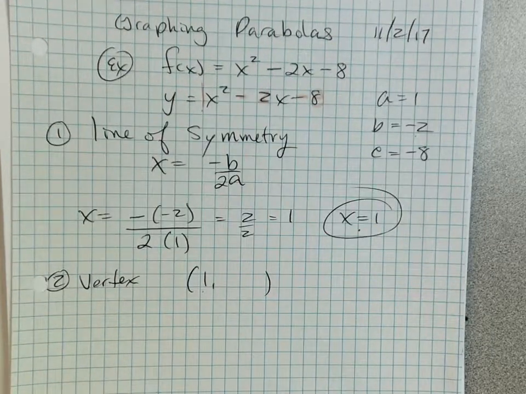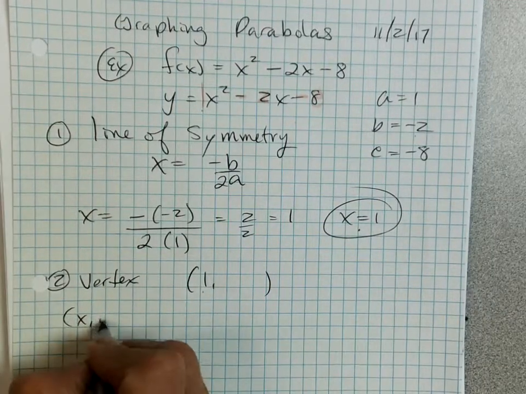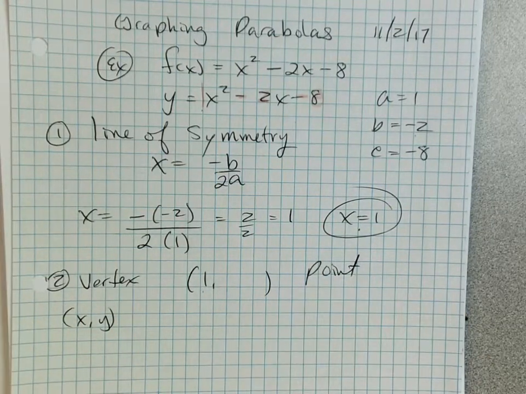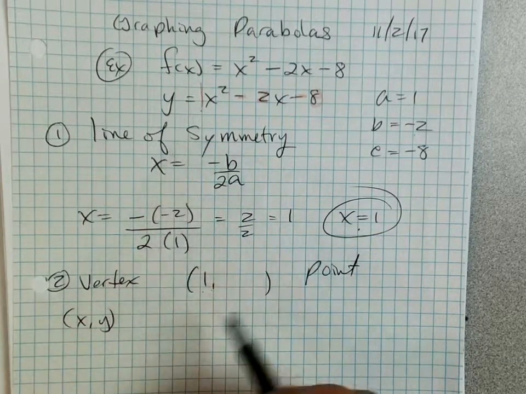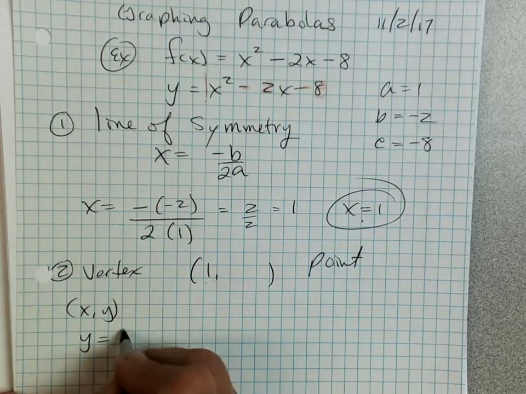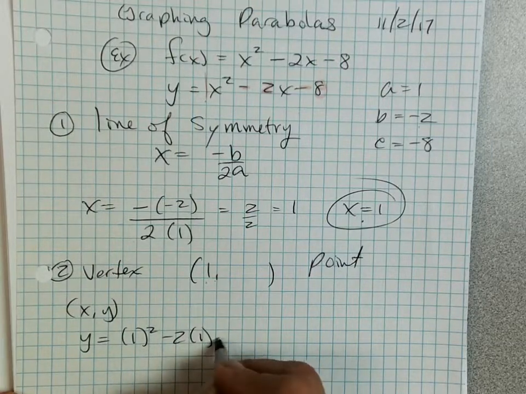But then the problem is the vertex is a point, right? And every point has an x, y value. I need a point here. And to get my point, what am I going to do? Plug and chug, right? So I'm going to take my 1, which is an x value, and put it into my original equation. So we're going to go y equals 1 squared minus 2 times 1 minus 8.